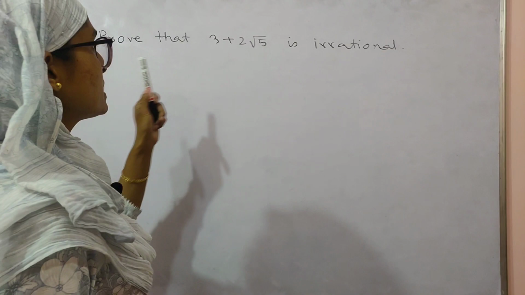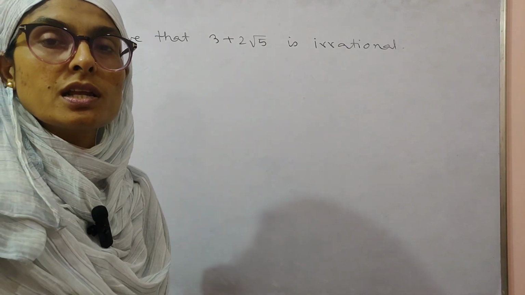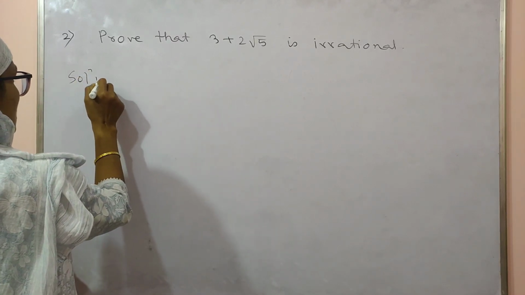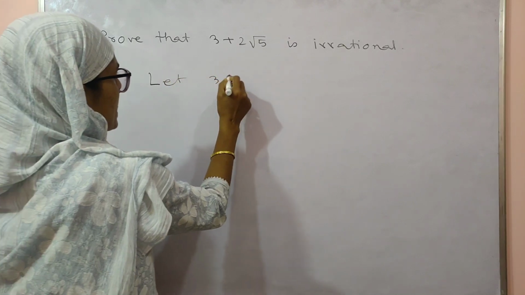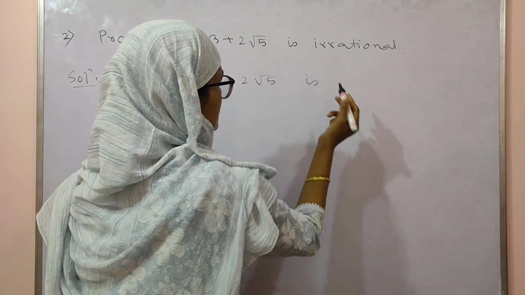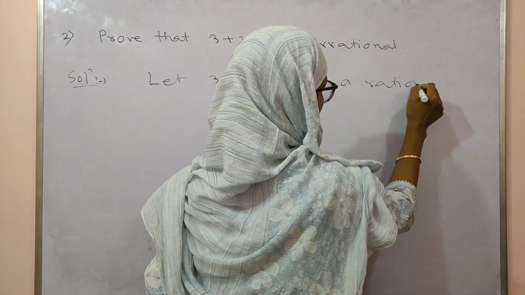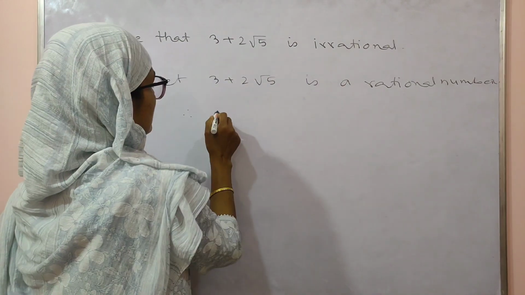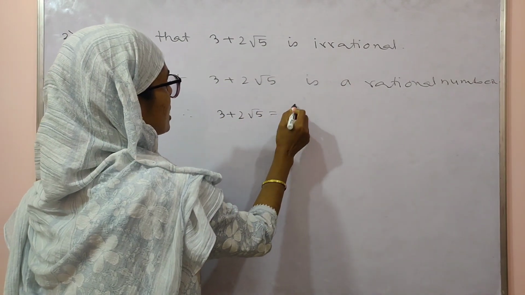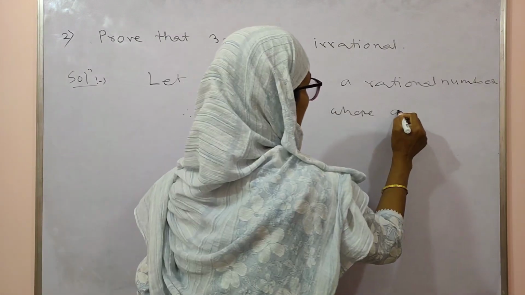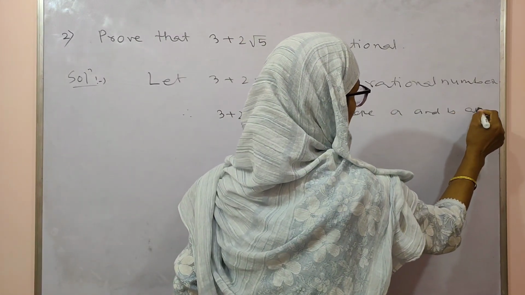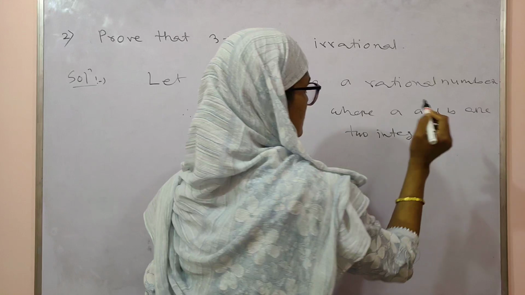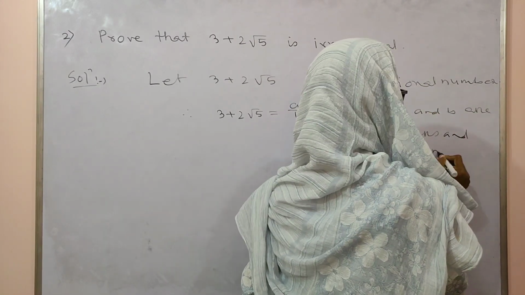Next, number 2. Prove that 3 plus 2 root 5 is an irrational number. Here you have to prove this one. So, you have to use the method of contradiction. Write down, let 3 plus 2 root 5 be a rational number. Therefore, 3 plus 2 root 5 equals a by b, where a and b are two integers and co-prime numbers.